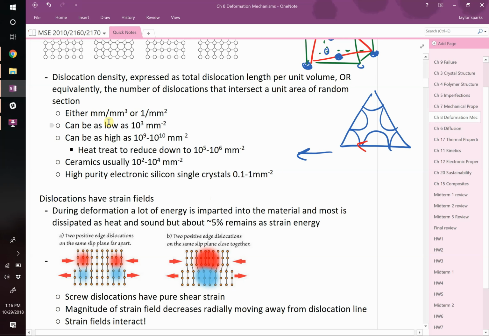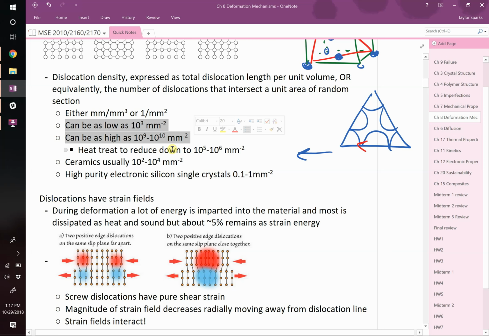Or another way to think of it is if you chopped your material right in half, and you were able to take a look at that cross-section and count up all the dislocations that you ran into, that's the dislocation density, right? Per area, how many dislocations are you chopping into, right? So what numbers can we expect? They can be as low as 1,000 and as high as like 10 billion, right?